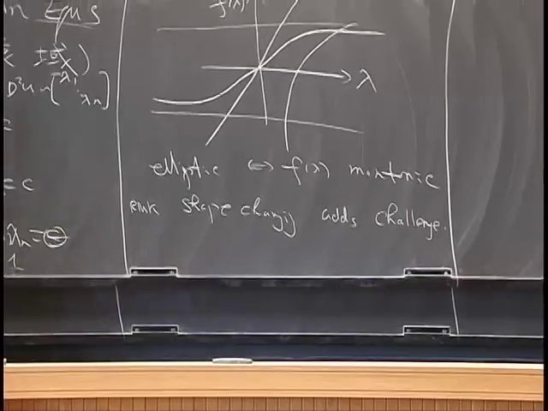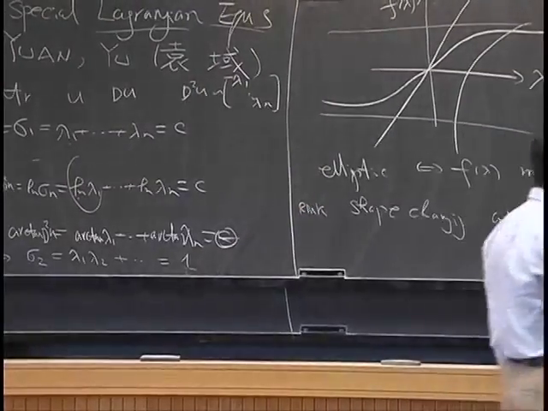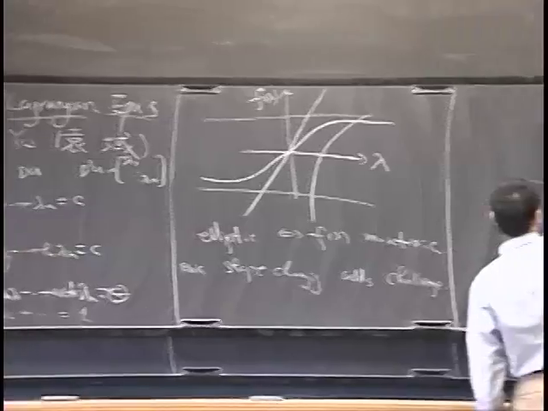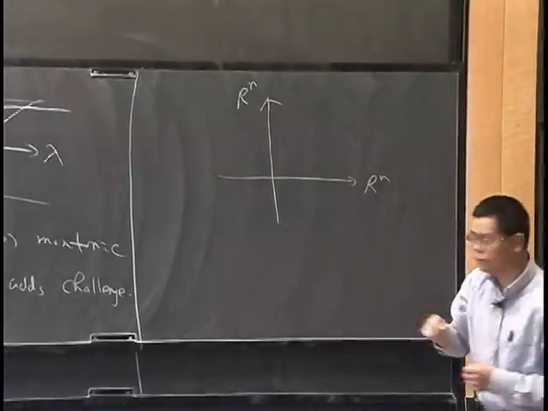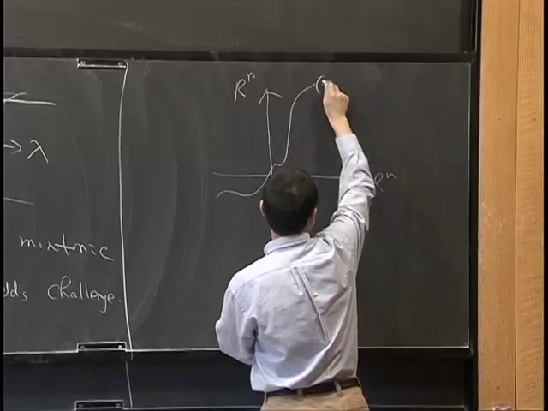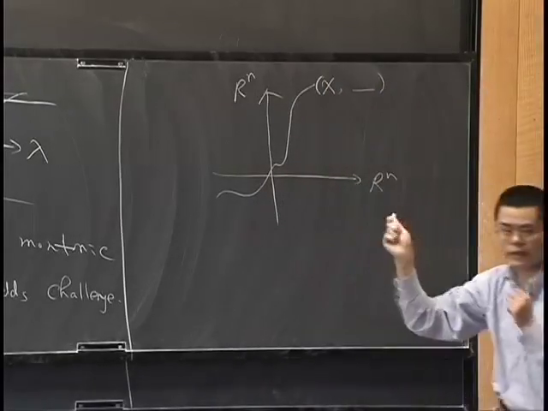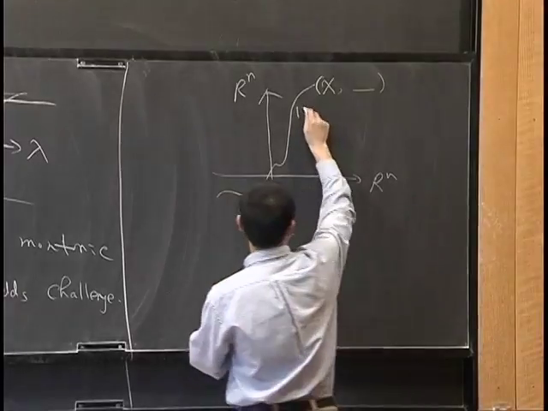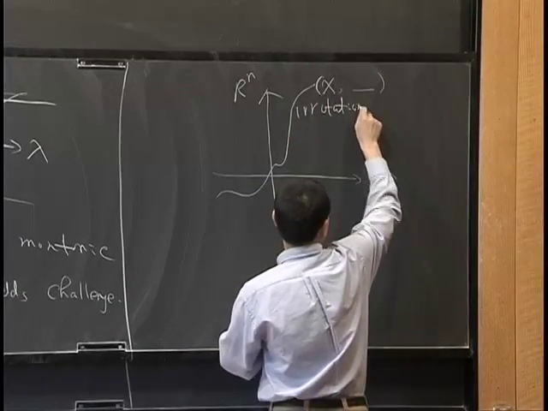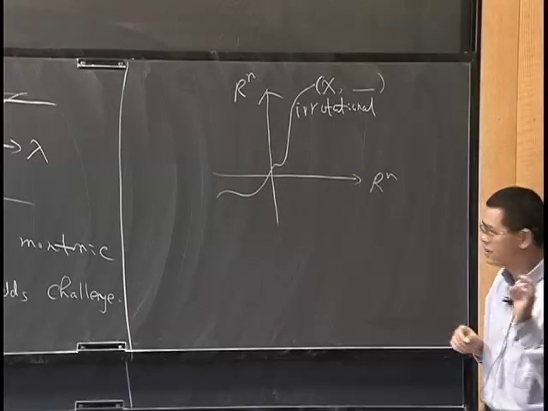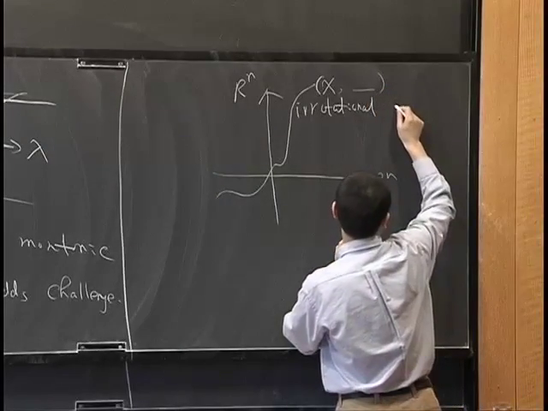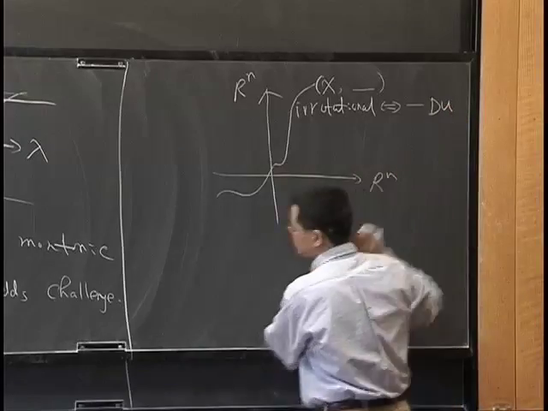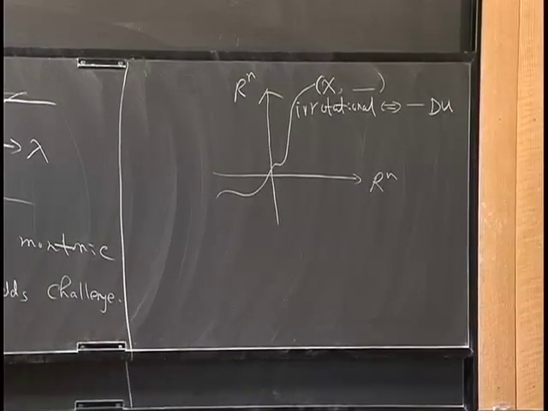Okay, now Lagrangian. Let's look at a vector-valued graph. Downstairs is x. If the next n vectors are irrotational, that means that the differential is symmetric. That means the last n vectors come from a potential, which is nothing but our first order derivative.